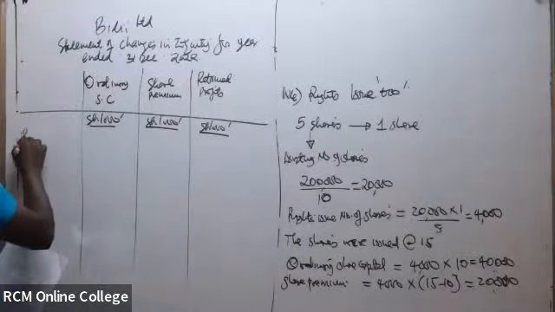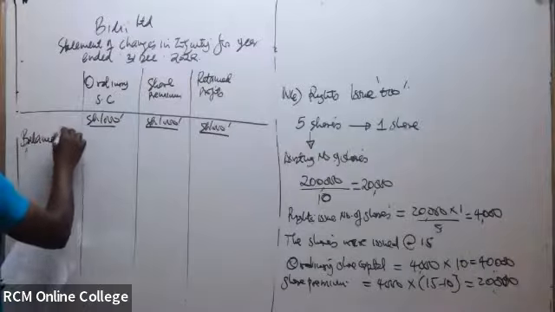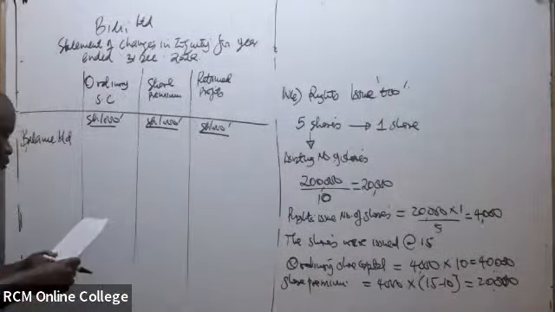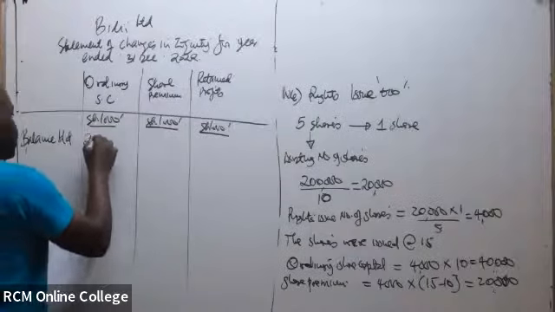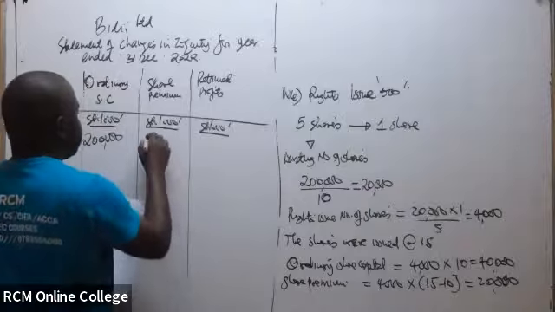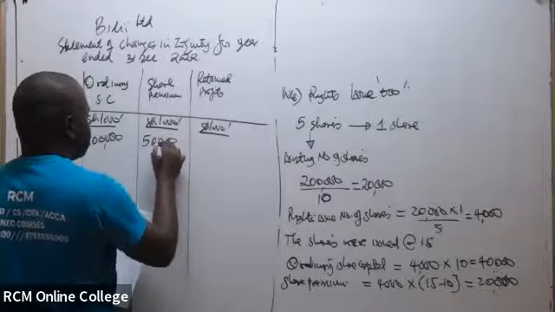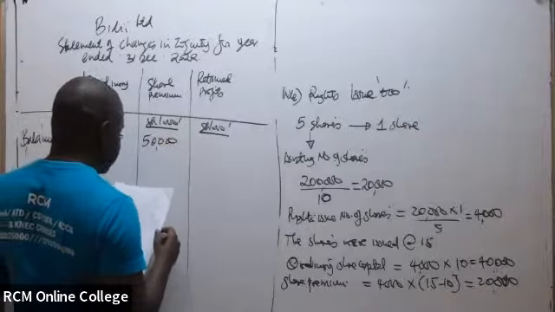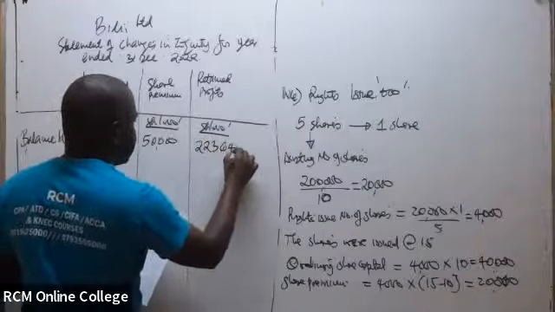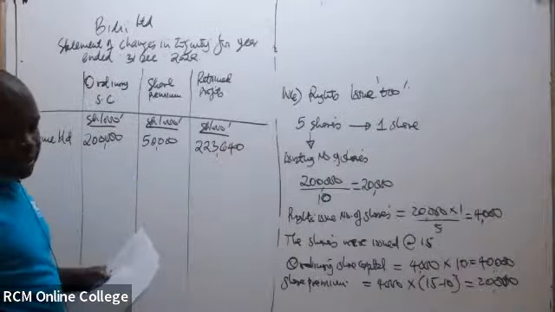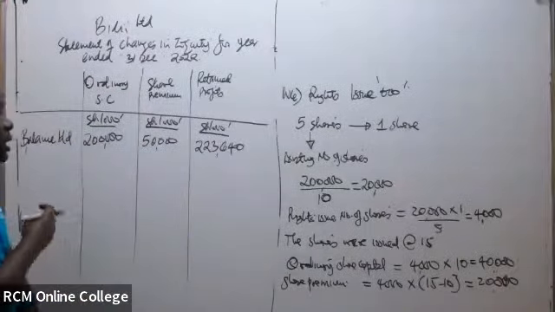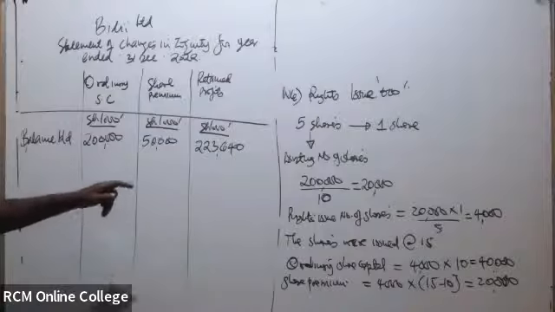So you have the balance brought down as per the trial balance. For the ordinary share capital, we have 200 million. For this one we have 50 million. And for this one we have 223,640. But remember, there's something I told you about this one.